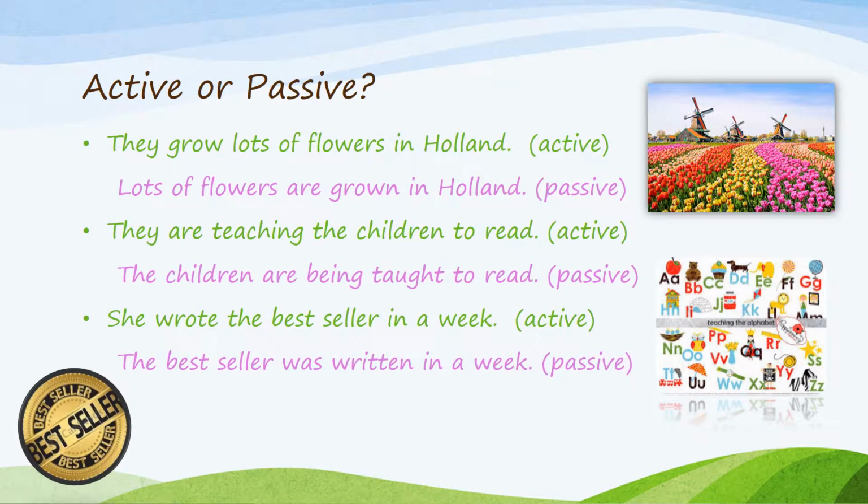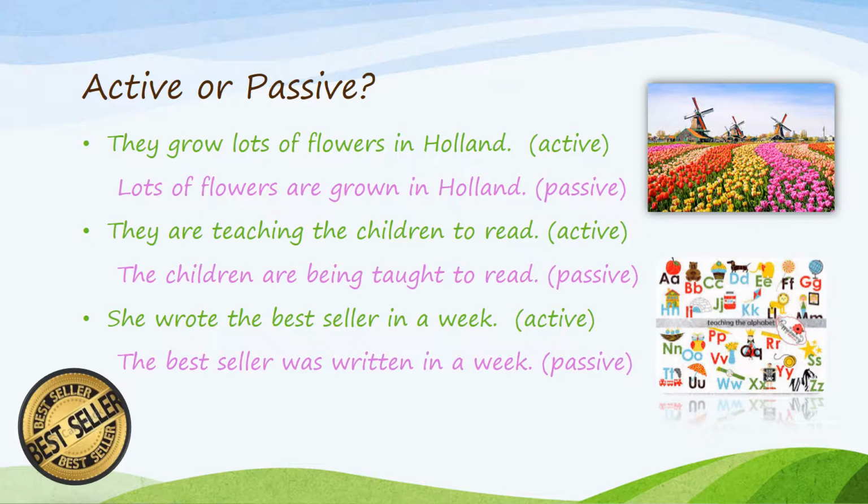In active sentences, someone performs an action, but in a passive sentence, the subject of the sentence receives an action. So, in passive sentences, we don't have a performer, but a receiver. Look at the examples. They grow lots of flowers in Holland. This is an active sentence because the performer is at the very beginning of the sentence. Lots of flowers are grown in Holland is the passive form of the sentence.